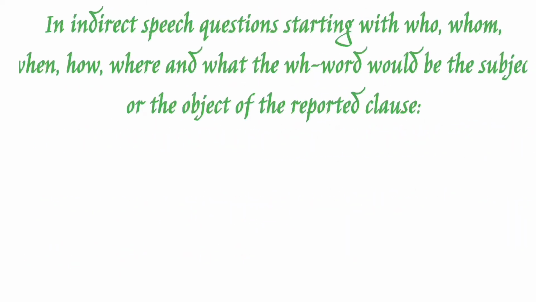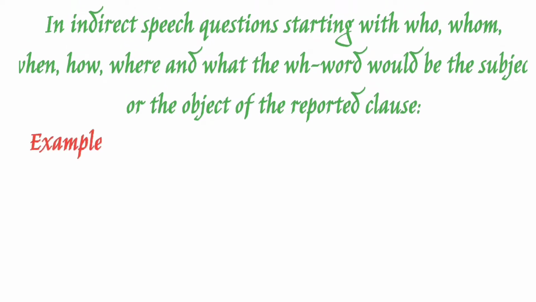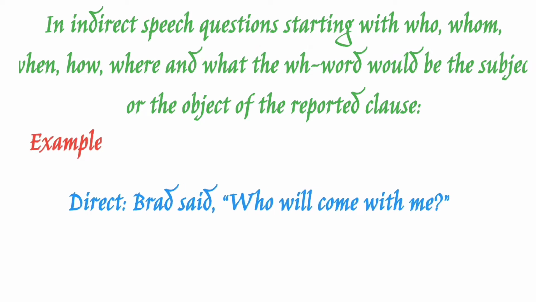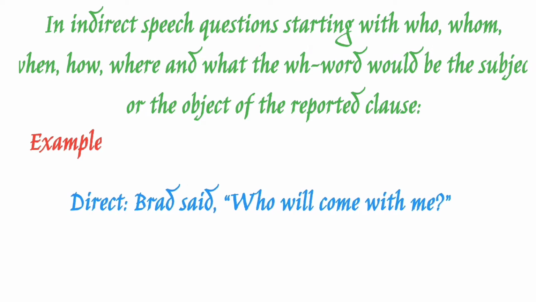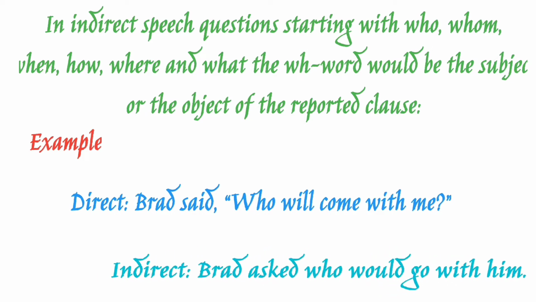In indirect speech, for questions starting with who, whom, when, how, where, and what, the WH word would be the subject or the object of the reported clause. Example. Direct: Brad said, "Who will come with me?" Indirect: Brad asked who would go with him.